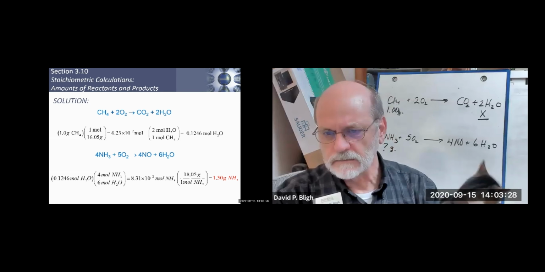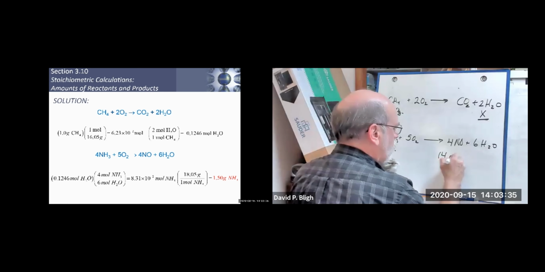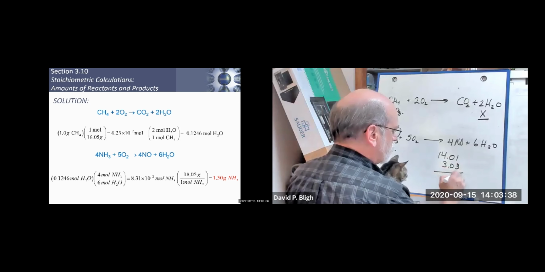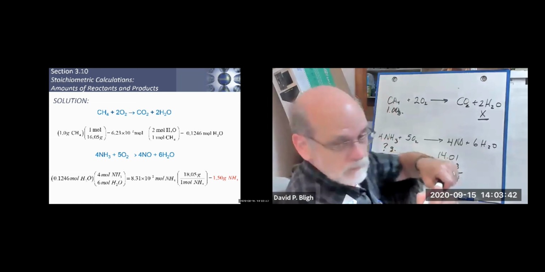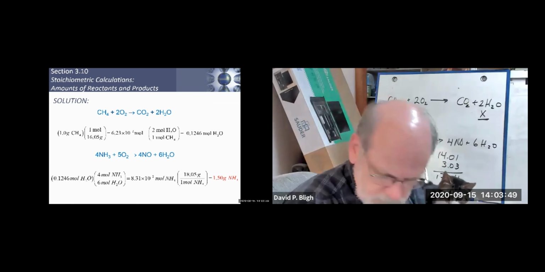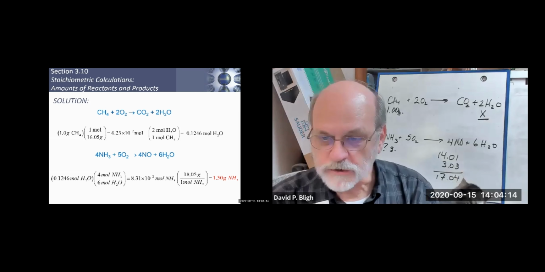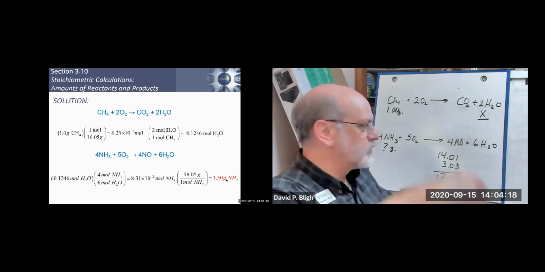Wait a minute, that's not right. No, that's not right. 14.01 for 1 nitrogen and 3.03. That's an error, right? So let's do the correct calculation. Where's my calculator? Here it is. So instead of 18.05, we need 17.04 times 8.31 times 10 to the minus 2, 1.42. So this should be 1.42 grams.